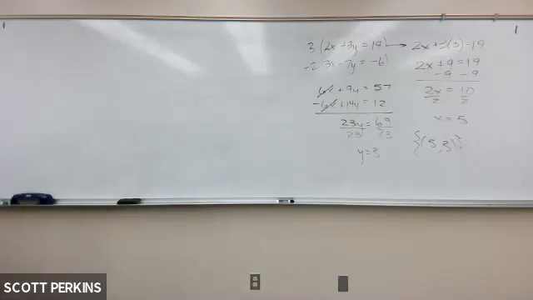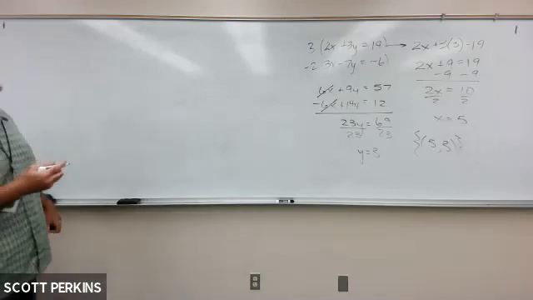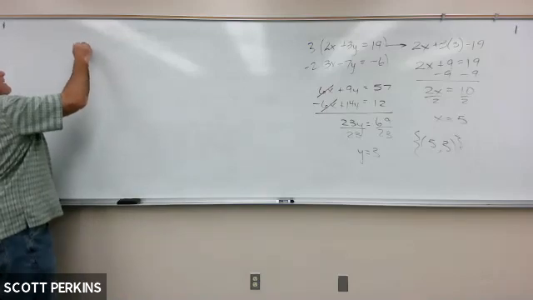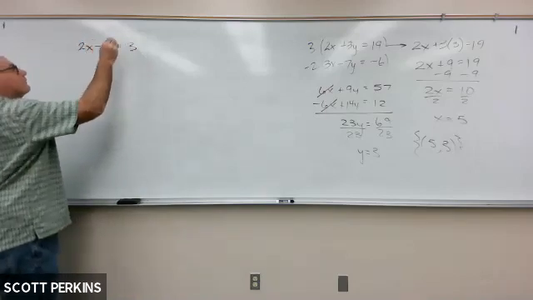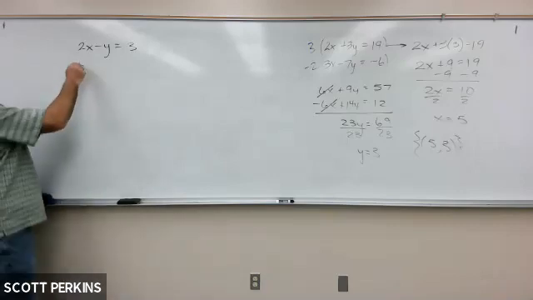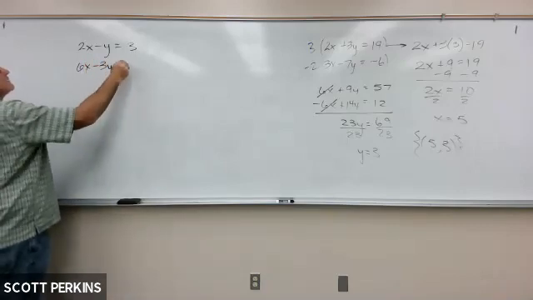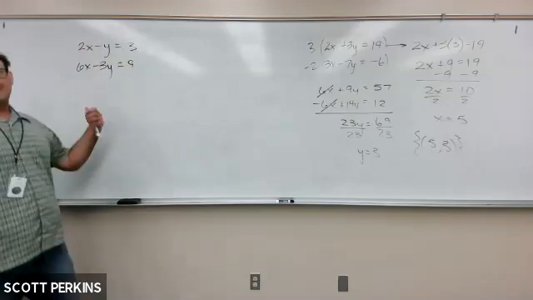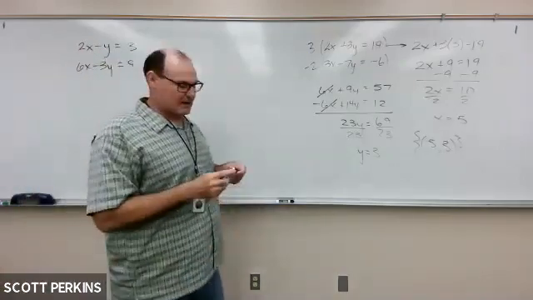So here's your second to last example. It is this: 2x minus y is equal to 3. 6x minus 3y equals 9. Again, eliminate the x's on this one. Doesn't really matter, but eliminate the x's.